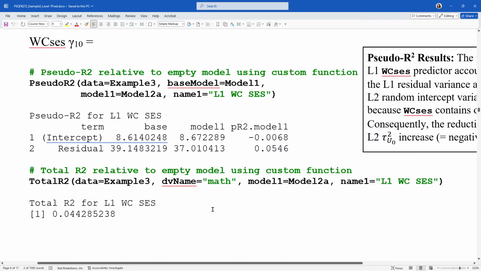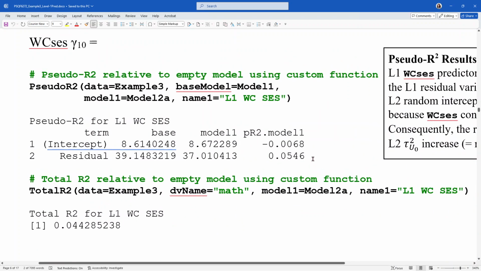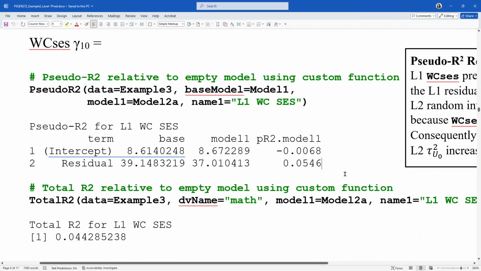And indeed it did. So the little function that I created, what the residual variance was from the empty model minus what it is now, divided by what it was, gives me this proportion. So 5% of all the student differences in math have to do with student differences in SES. And as Erica had stated, the random intercept pseudo R-square is a little bit negative. That means the random intercept variance went up.